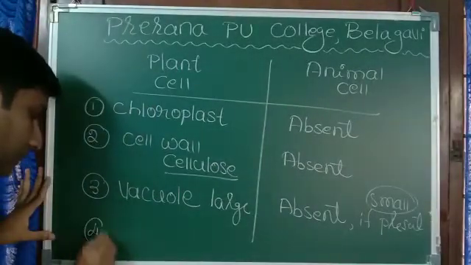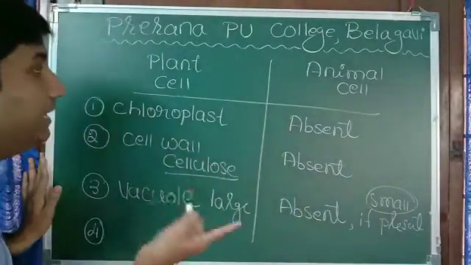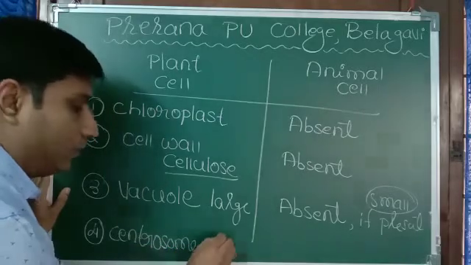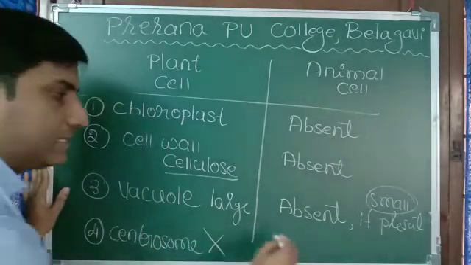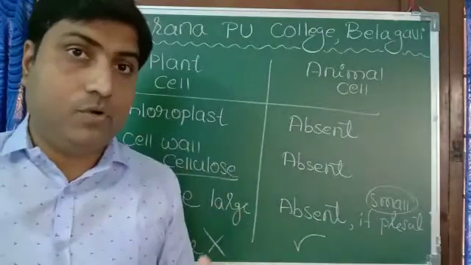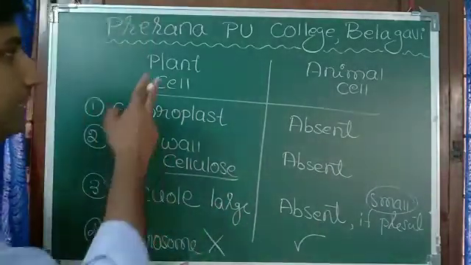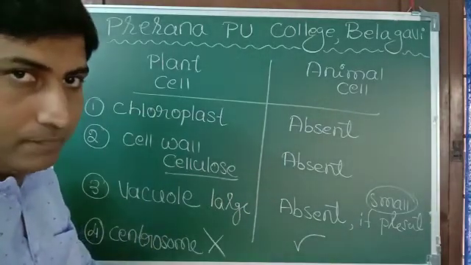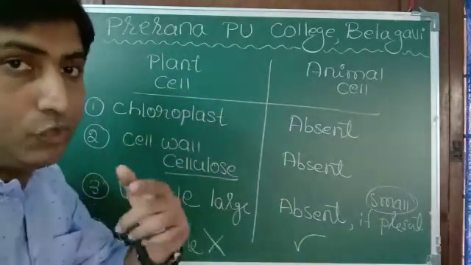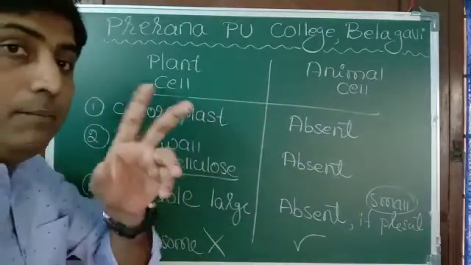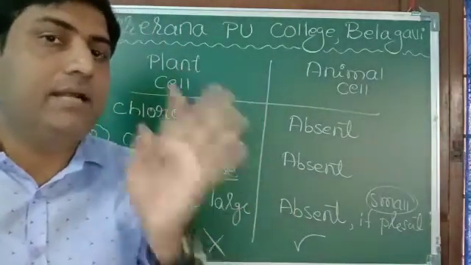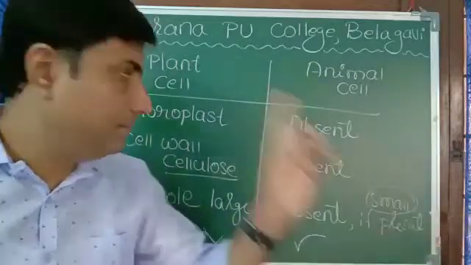Fourth one: there is one more structure called centrosome. It is absent in the plant cell. It is present in the animal cell. Centrosome helps during cell division. When I speak of plant cells, you already studied the plant kingdom: algae, bryophyte, pteridophyte, gymnosperm, angiosperm, all those cells are plant cells. Animal cells are of both vertebrates and invertebrates. Otherwise, almost all other characters are the same. These are the major differences.